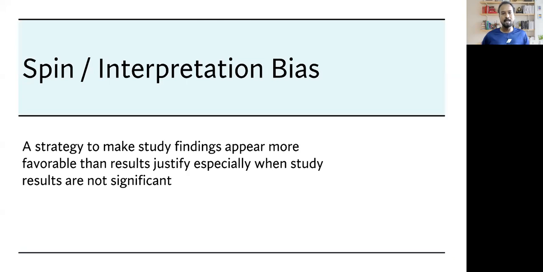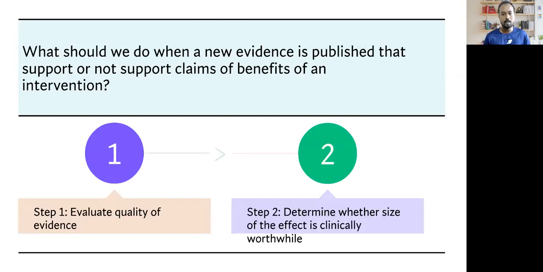The spin can lead to misinterpretation of the findings, which may eventually lead to coming to an incorrect conclusion. So when we are reading new research, whether it's a systematic review, RCT, or any other design, we need to be careful not to get carried away with the author's conclusion in the abstract or in the full text. Right. So this is the first question that we want to address.